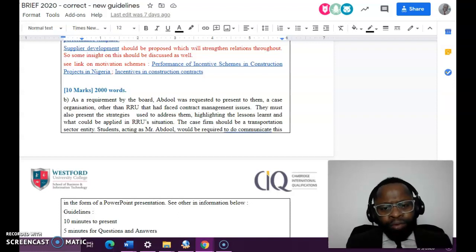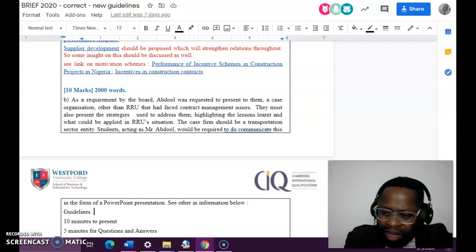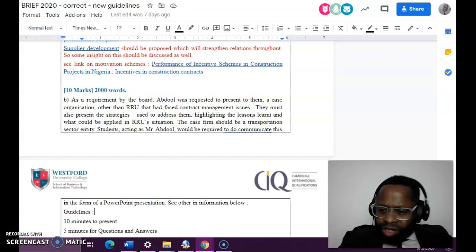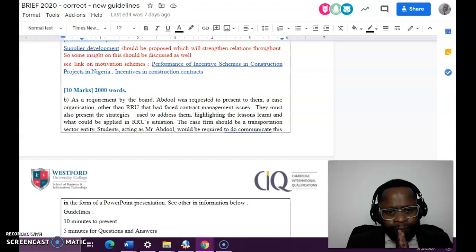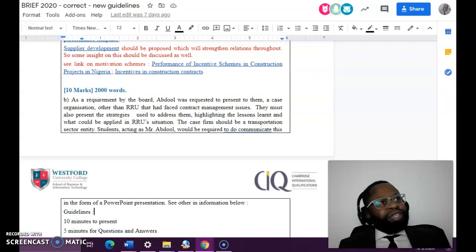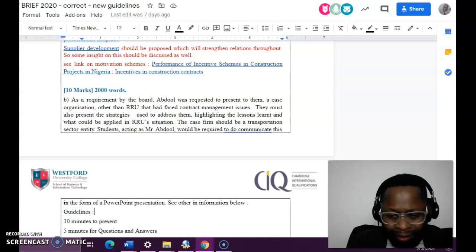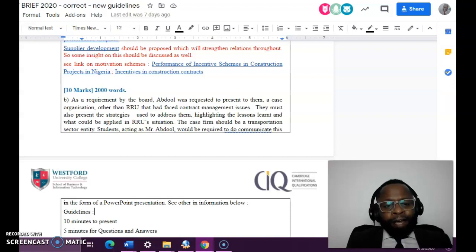So a requirement by the board, Abdul was requested to present to them a case organization, other than RRU, that had faced similar contractual problems or issues. And they must present the strategies that company would have used, right? To bring things back the way they should be, all right? Highlighting the lessons learned and what could be applied in our situation. What are the takeaways? What can we take away from the successful organization that had the same contractual issues as RRU had, or as RRU is now facing, right? And making mention of how they addressed it.